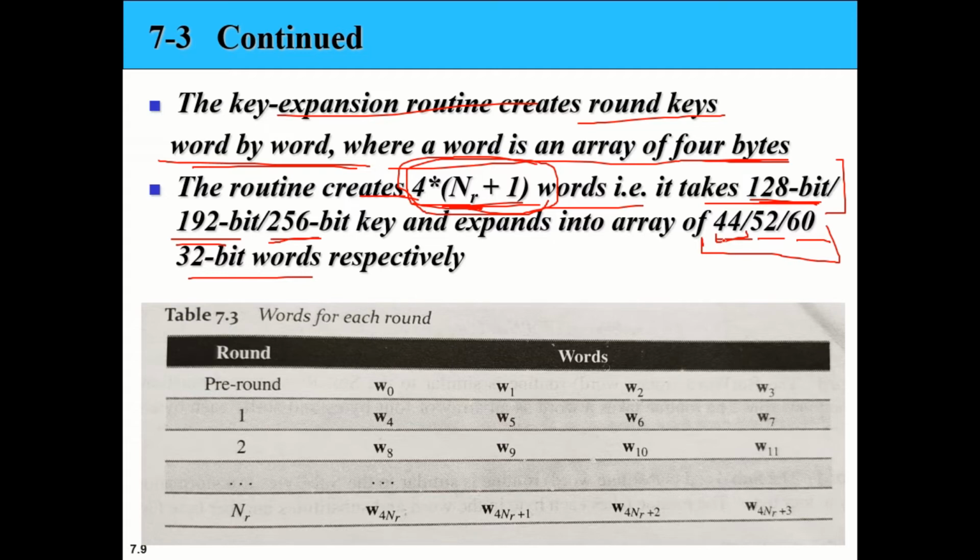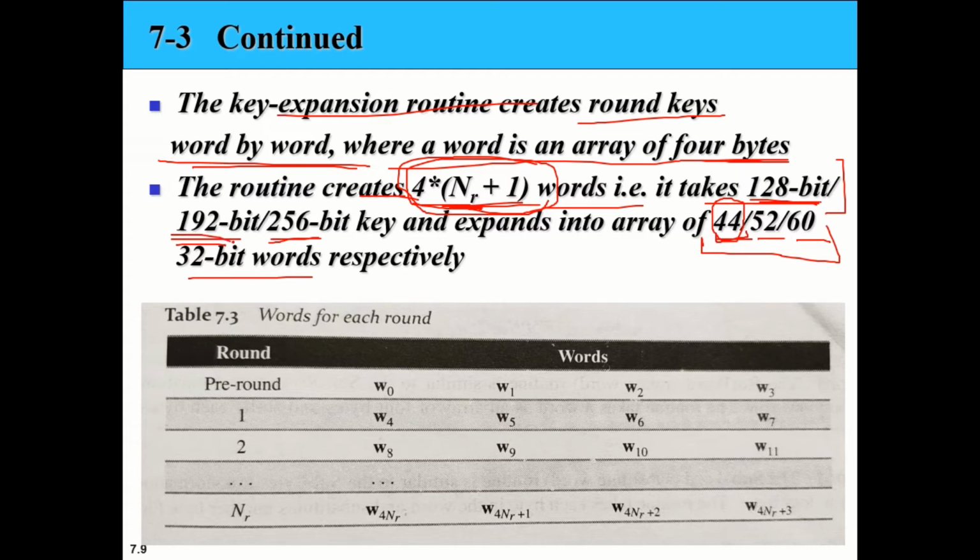So we can make use of that initial cipher key of 128 bits to create 11 different keys for each and every round, right? And because each word is 4 bytes long, we are generating in total 44 words, right?